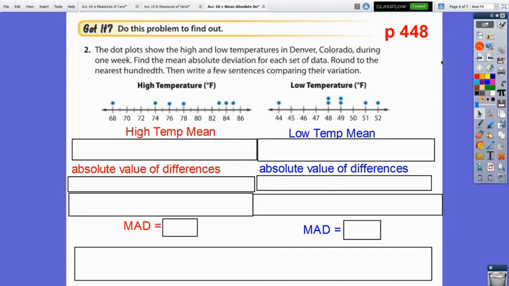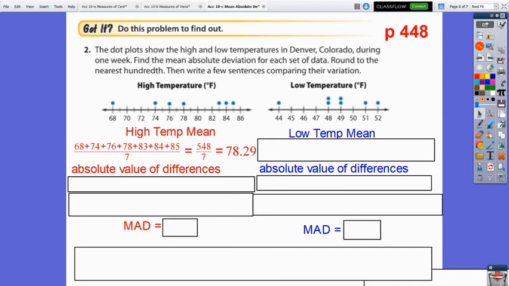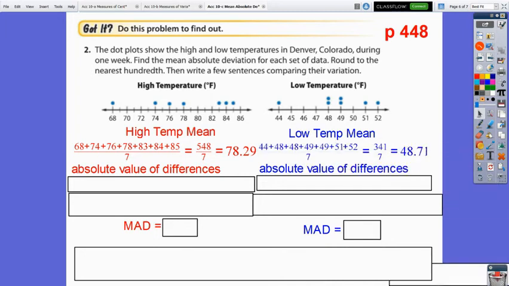First, calculate the average for each set of temperature data. What is the average for the high temperatures? Should get, if I did it right, 78.29 degrees. What is the average for the low temperatures? Add up all 1, 2, 3, 4, 5, 6, 7 of these and get 48.71 degrees, your averages. Now you need to find the absolute value of the differences between each data point and the mean.